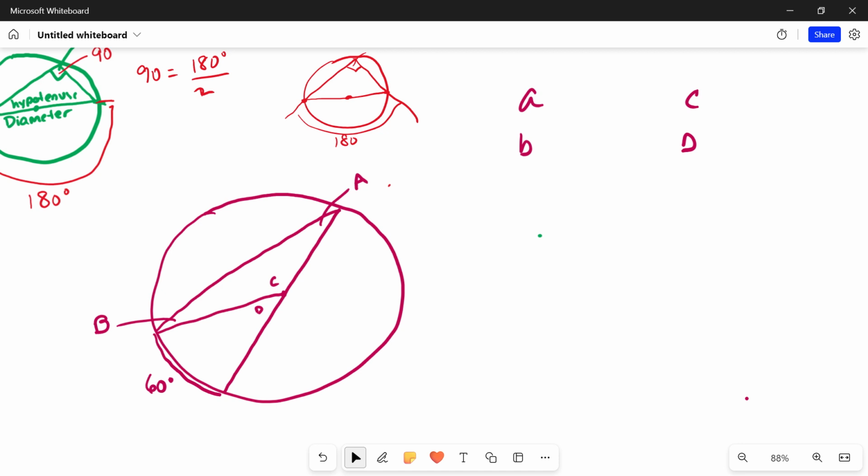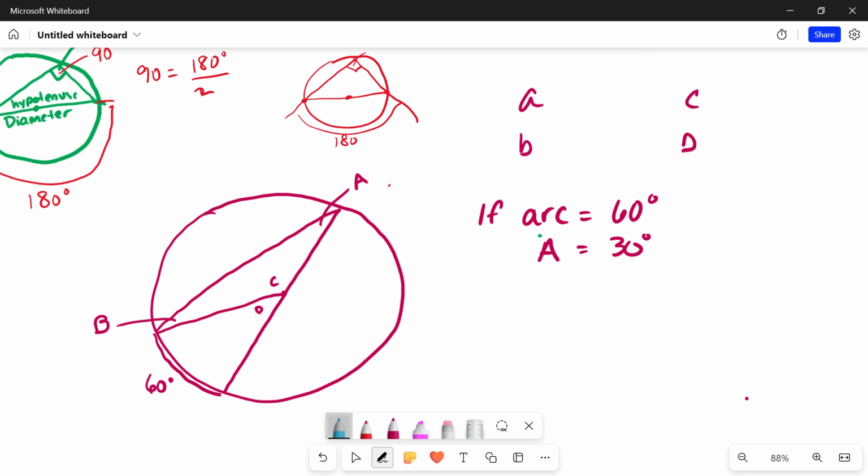If the arc equals 60 degrees, then A has to equal 30 degrees, because we know that A is half of 60, right? So we can plug in that this right here is going to be 30 degrees. So A is 30 degrees. Now let's think about this right here. I've got A being 30 degrees. Look here, what else we can think about.